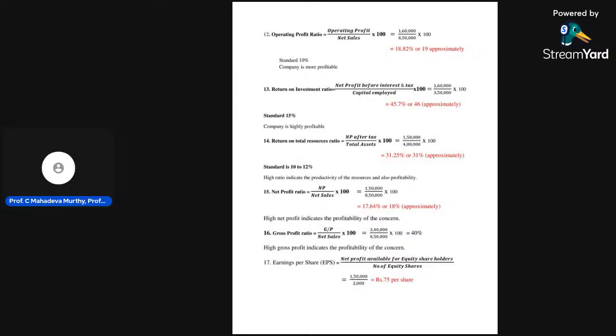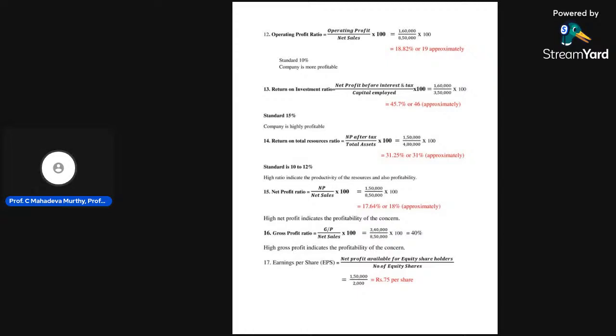Okay. Here, operating profit is 1,60,000. Net sales is 8,50,000 into 100. 1,60,000 divided by 8,50,000 into 100 is 18.82, approximately 19%. Standard is 10%. Company is more profitable.